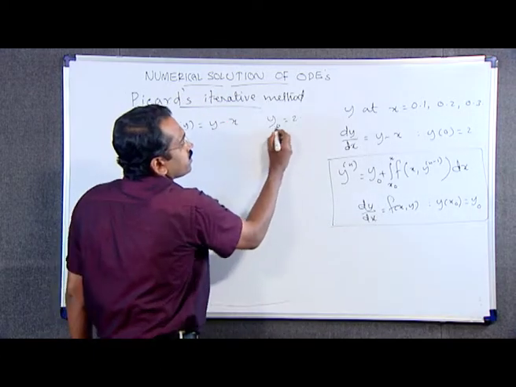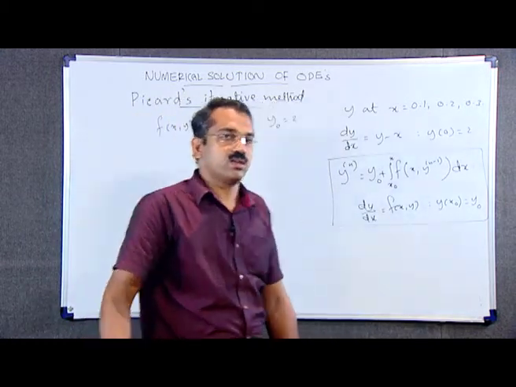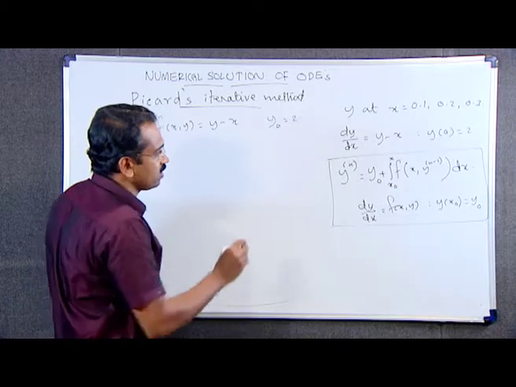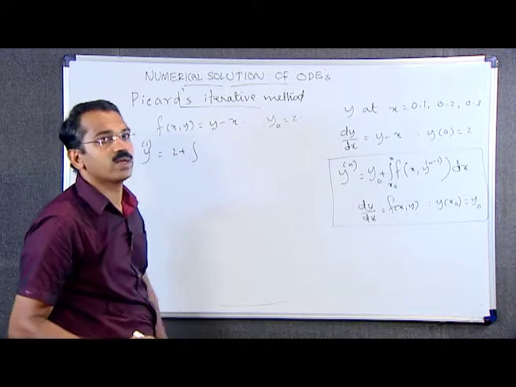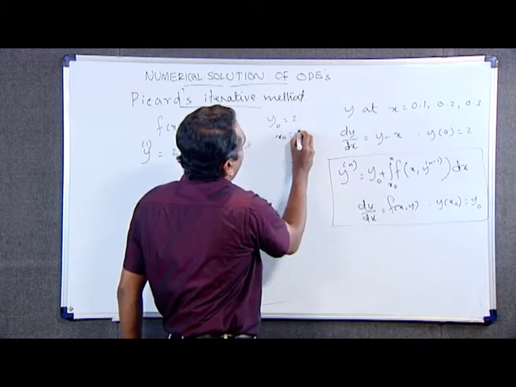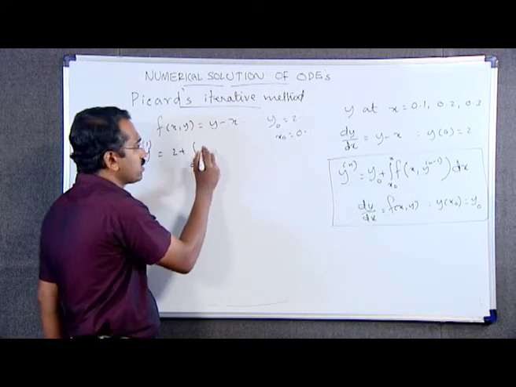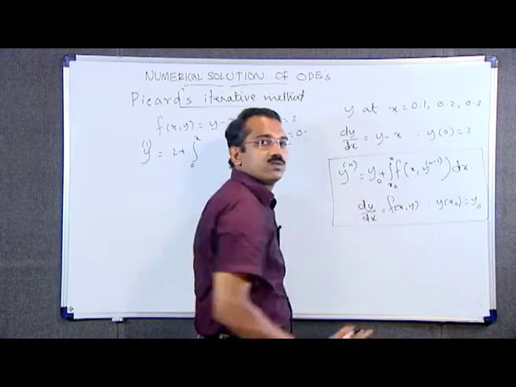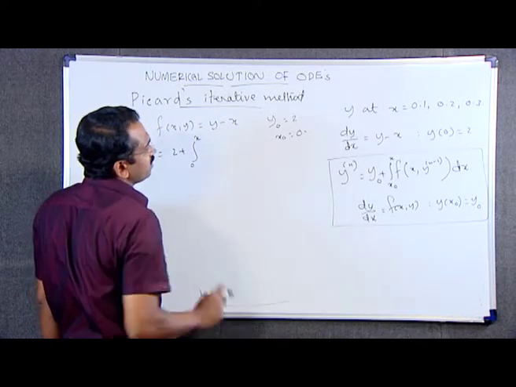Taking y naught equal to 2 as an initial approximation, we get y 1, the first approximation, as y naught plus the integral from x naught to x, where x naught is 0. Therefore, x naught to x means the integral from 0 to x of f of x, y naught. F of x, y is y minus x.